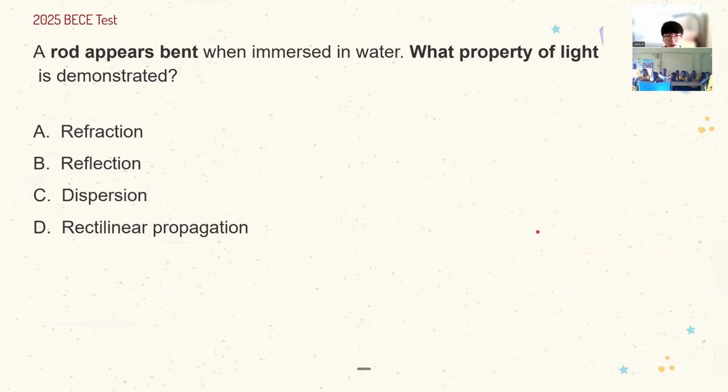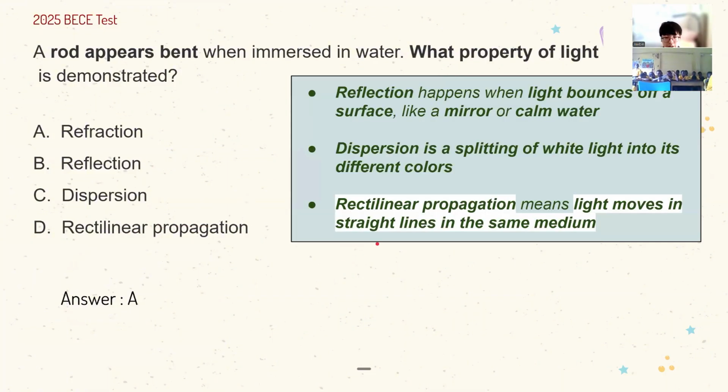So the next question: a rod appears bent when immersed in water. What property of light is demonstrated? We looked at three properties of light: refraction, reflection, and dispersion. Yes, that's right. The answer is A. Great job. It's refraction that is going on here.